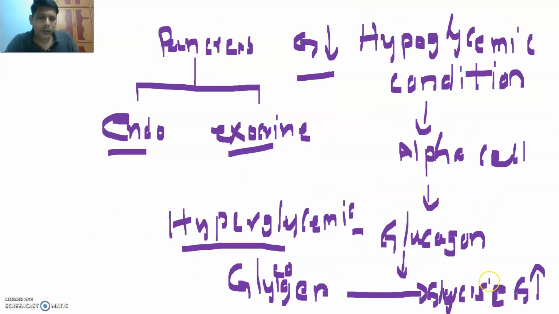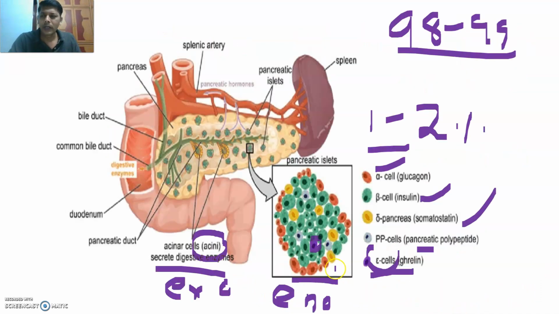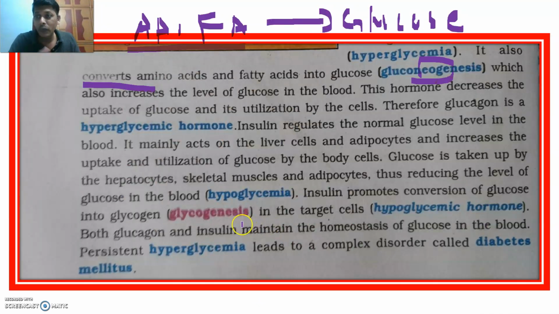I told you that glucose level is increased by conversion of glycogen to glucose. In that way glucose levels increase. Further, glucose levels are also increased by conversion of amino acids and fatty acids to glucose. This hormone also decreases the uptake and utilization of glucose by the cells.